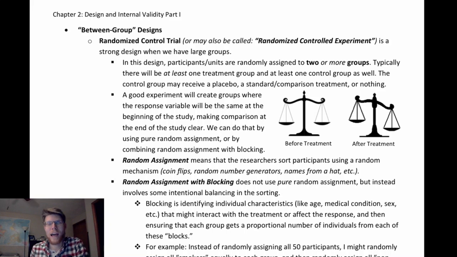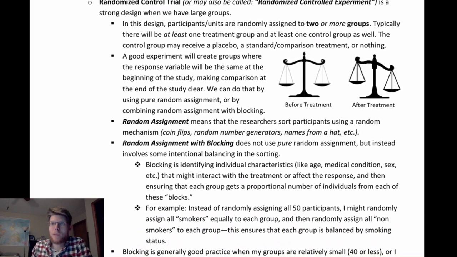I don't have to actually use a physical coin. I could also just use a computer. I could use a random number generator online or through software to randomly assign one or two or 1, 2, 3 or however many groups to each of my participants in a list, and that would just leave it up to chance. In addition to pure random assignment, you might also see randomized control trials that do some measure of blocking.